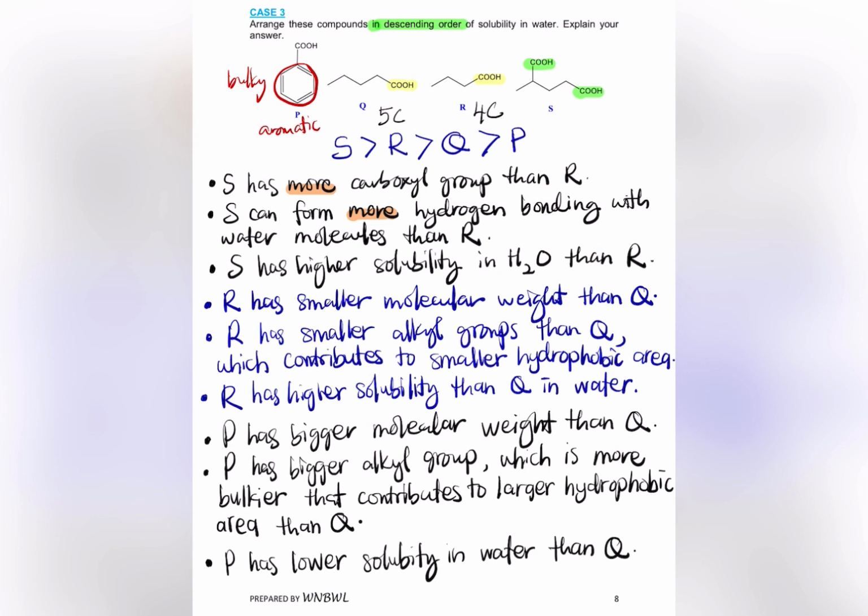So this is how you want to explain based on 4 different structures of carboxylic acid based on case 3. I hope all of you understand now about the technique and how to describe the solubility of carboxylic acid, no matter what structures you get in the question.